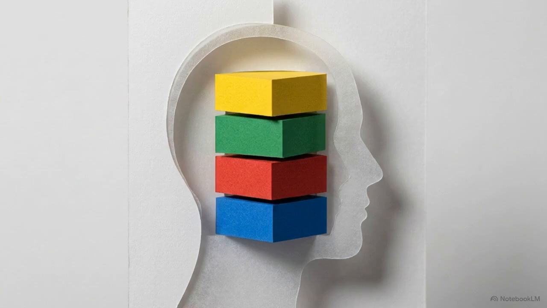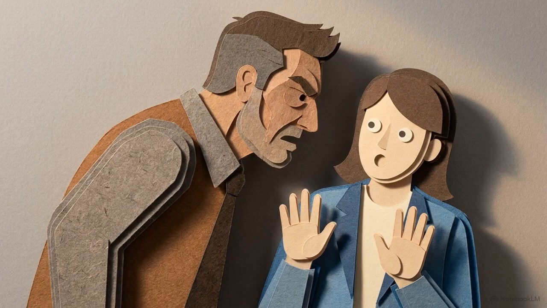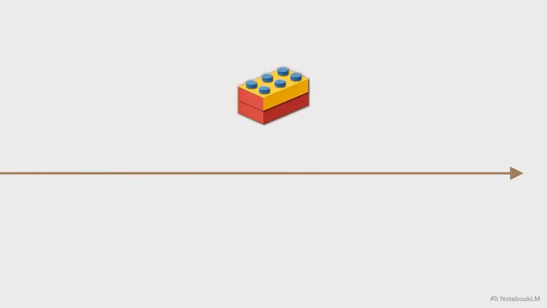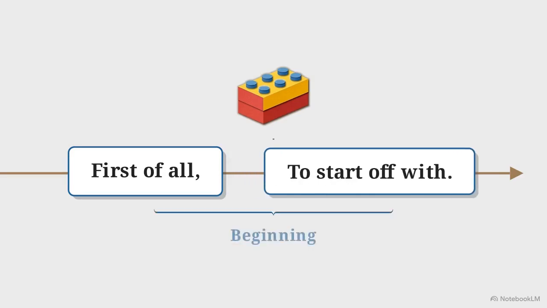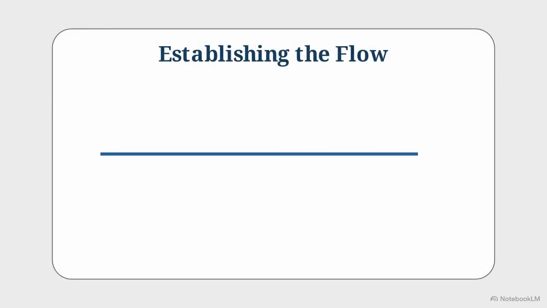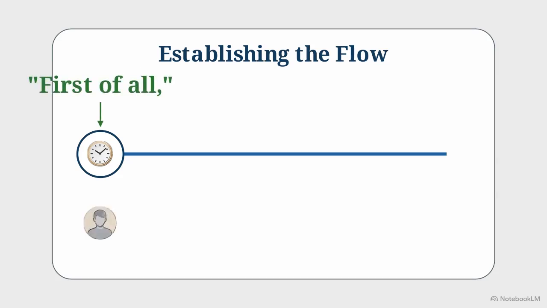Step 2 is the flow. Starting your story with the main event is too abrupt. You need to ease the listener in by using introductory sequence phrases, like "first of all" or "to start off with." Look at how this applies to our New York story. We open with, "First of all, we went to New York for our last trip."